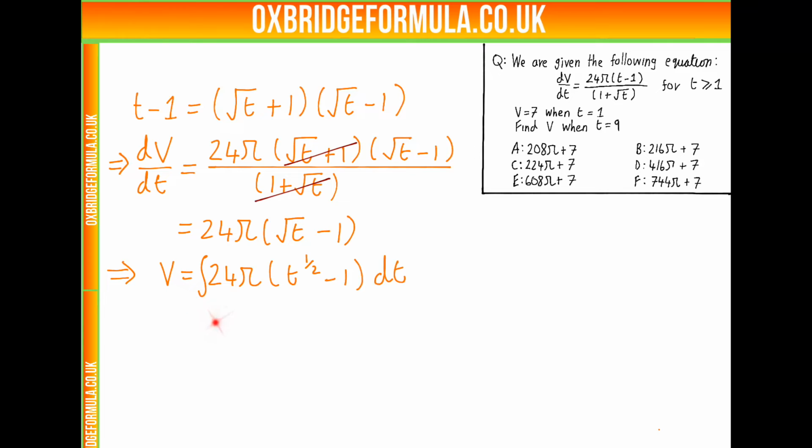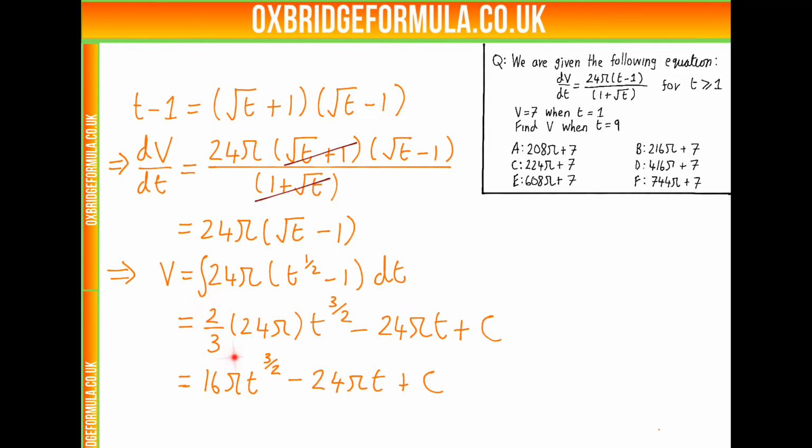So we know v is equal to the integral of 24 pi times (t to the half minus 1), where I've just changed the root t to a t to the half to make the integration more followable. Then up the power by 1, so t to the 3 over 2, and divide by 3 over 2, which is the same as times by 2 over 3. Then minus 24 pi t, and then plus our constant. It's crucial we remember this because we've got a condition later. Let's tidy this up: 2 over 3 times 24 is 16, so 16 pi t to the 3 over 2, minus 24 pi t plus c.